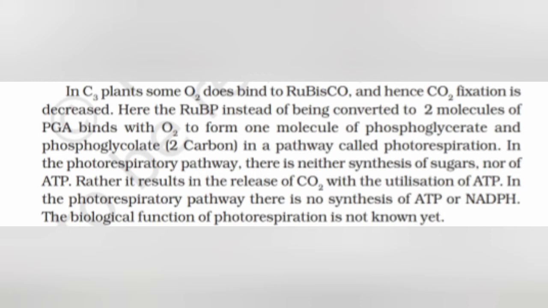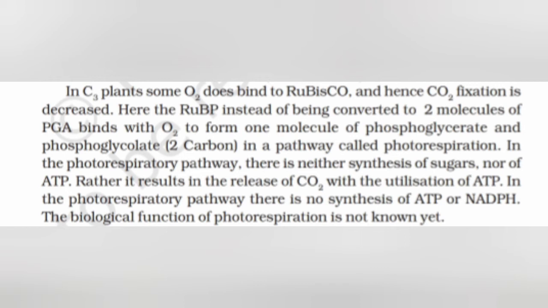In C3 plants, some oxygen binds to rubisco and hence CO2 fixation is decreased. Here, RuBP, instead of being converted to 2 molecules of PGA, binds with O2 to form 1 molecule of phosphoglycerate and 1 of phosphoglycolate in the pathway called photorespiration. In the photorespiratory pathway, there is neither synthesis of sugar nor ATP. Rather, it results in the release of carbon dioxide with the utilization of ATP. In the photorespiratory pathway, there is no synthesis of ATP or NADPH.